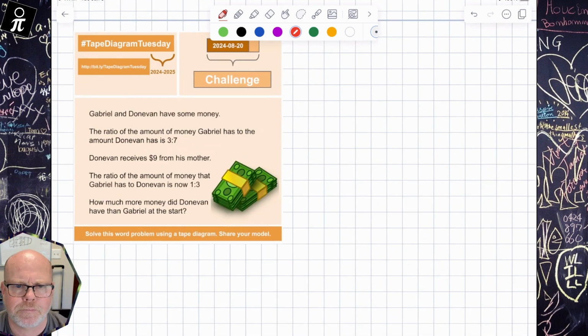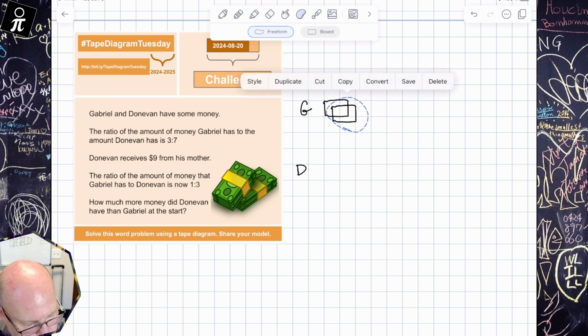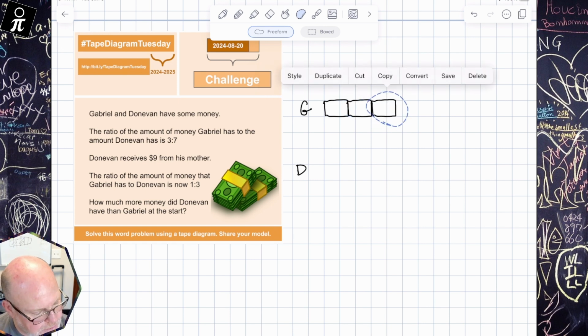Here we go. Gabriel and Donovan have some money. The ratio of the amount of money Gabriel has to the amount Donovan has is 3 to 7. All right, so Gabriel has 3 units and Donovan has 7 units. Okay, so let's do that. 1 unit, and I'm just going to copy that, and duplicate. So there is Gabriel's 3 units.